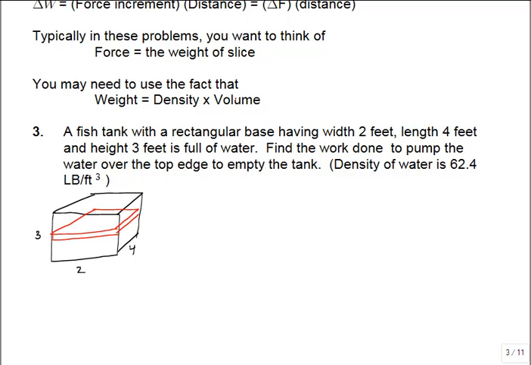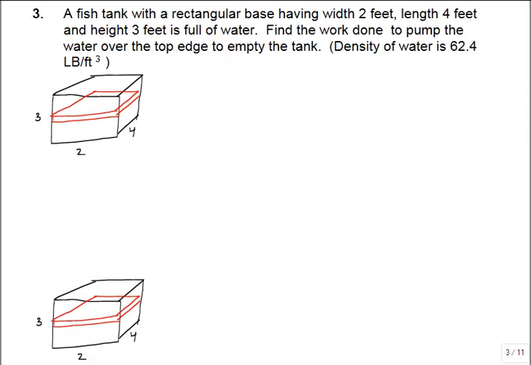So to begin with here, we're going to start with a fish tank with a rectangular base having width 2 feet, length 4 feet, and a height of 3 feet, and this tank is full of water. Find the work done to pump the water over the top edge to empty the tank. And we're going to be told here that the density of water is 62.4 pounds per cubic foot. So this is our fish tank right here.